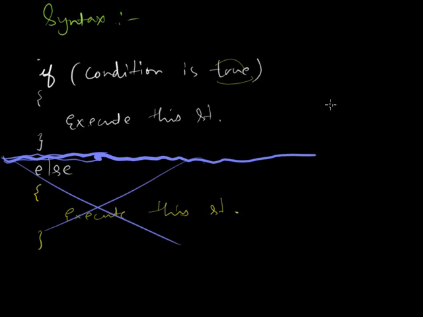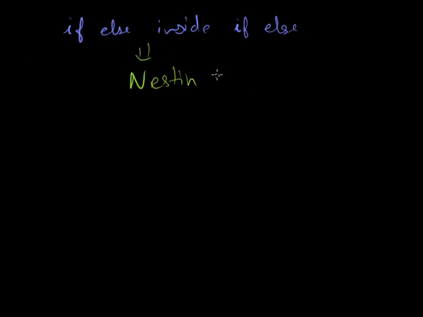Now another question that arises is, can you have if else inside if else? So if else inside of if else. This concept is known as nesting of if else. Like you have nesting of comments, you can also have nesting of if and else. Let us demonstrate this using a program.